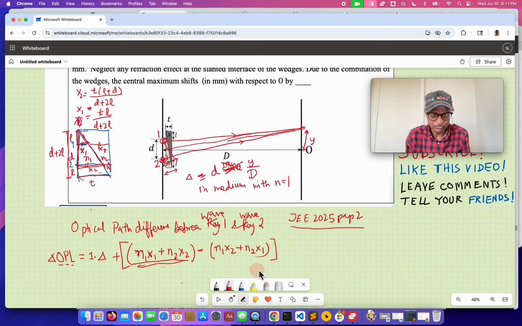And the condition of constructive interference will be if this equals m times the wavelength, where the order m can be 0, plus or minus 1, plus or minus 2, etc. Then there is constructive interference.